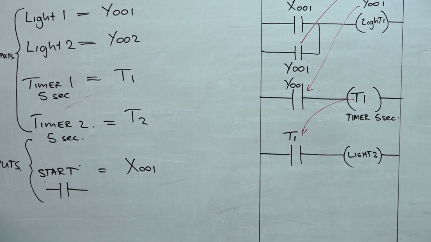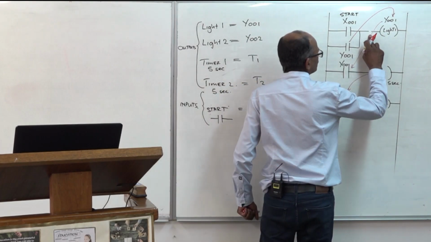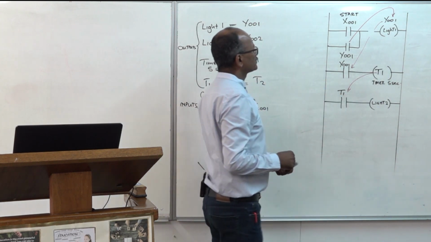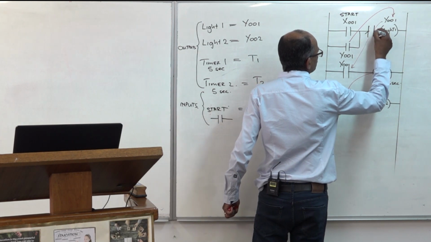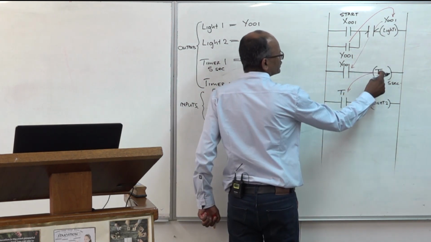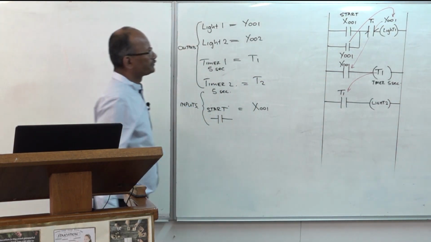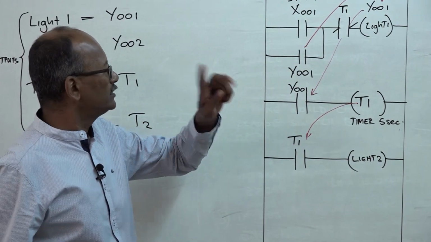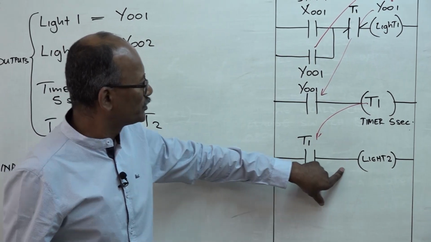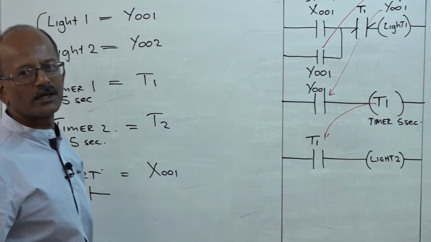Now it also says that timer T1 switches off light 1. How do I switch something off? I break the circuit. How do I break the circuit? By having initially a normally closed switch and calling it T1, the same address as timer 1. So if timer 1 is energized, 2 things would happen. 1, it will switch on light 2. Secondly, it will break the circuit here and switch off light 1.